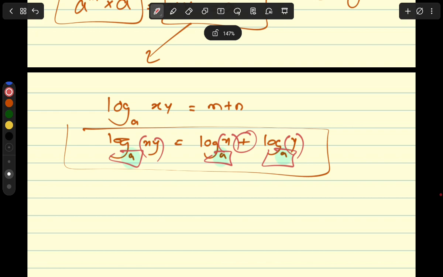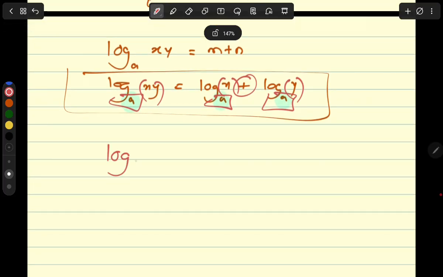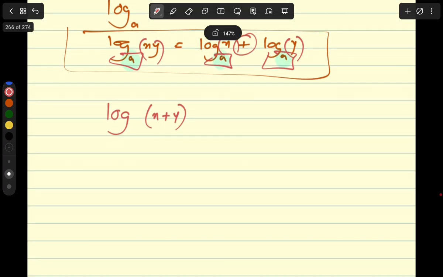Now, there's a huge Cambridge misconception. Let me show you the mistake that appears in every single exam. So log of x plus y for any base. Can I split this? If I ask you this question, half of you will say yes. Now let's test it.